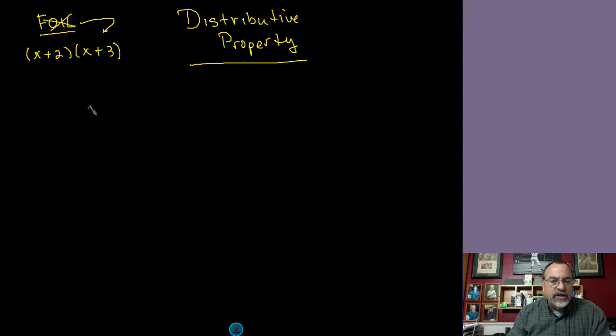So let's take a look at the distributive property. The distributive property says that if I need to multiply a number times a sum of two other numbers, I can distribute this number to both of these. In other words, I take this x outside and I multiply it by this x inside, and then I take this x outside again and I multiply it by this 3 that's inside.